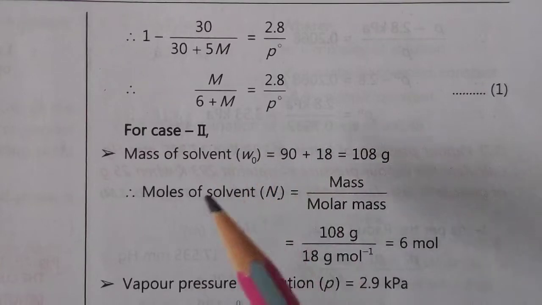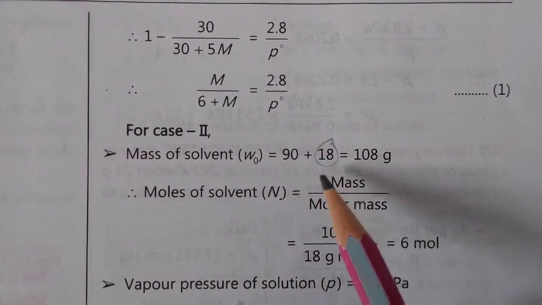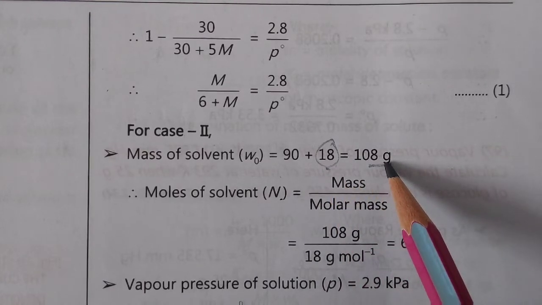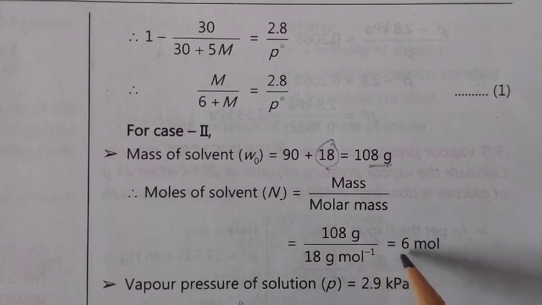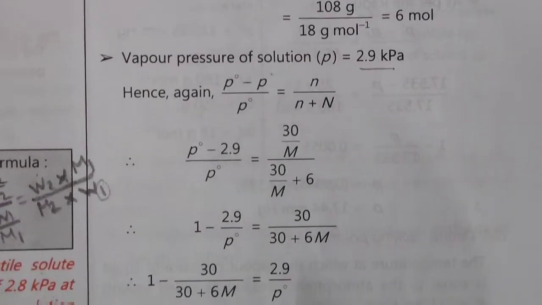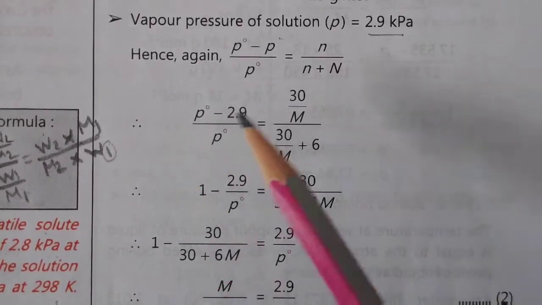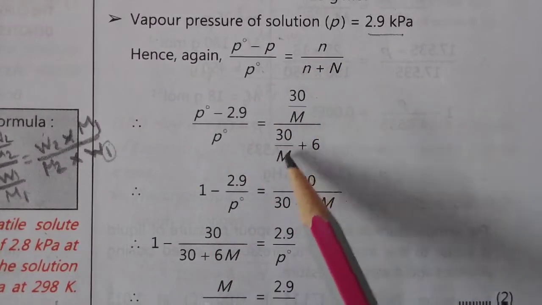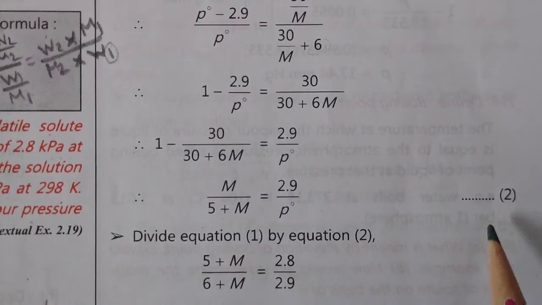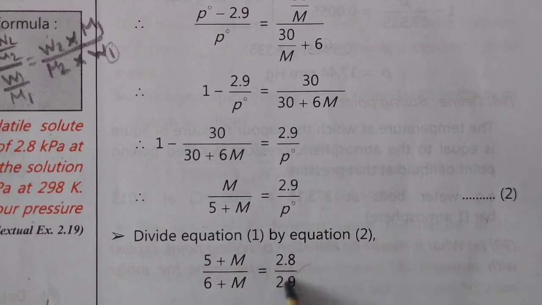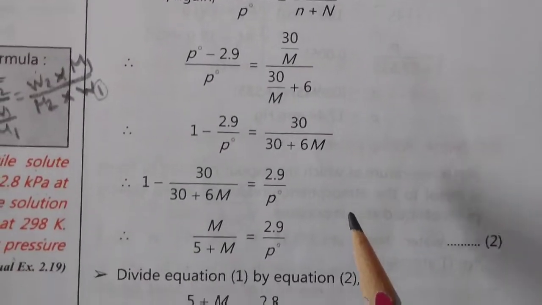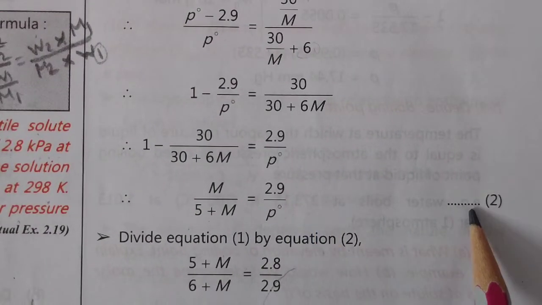Now for case 2, when 18 gram water is added, first it was 90, now we add 18, so you will get 108 grams total mass of solvent. So we find the mass of solvent, the vapor pressure is given as 2.9 kilopascal, and then substitute the values in this Raoult's law for relative lowering of vapor pressure. After simplifying you will get equation 2. Now dividing equation 1 by equation 2, you can see what was equation 1, and after adding water we got this as equation 2.